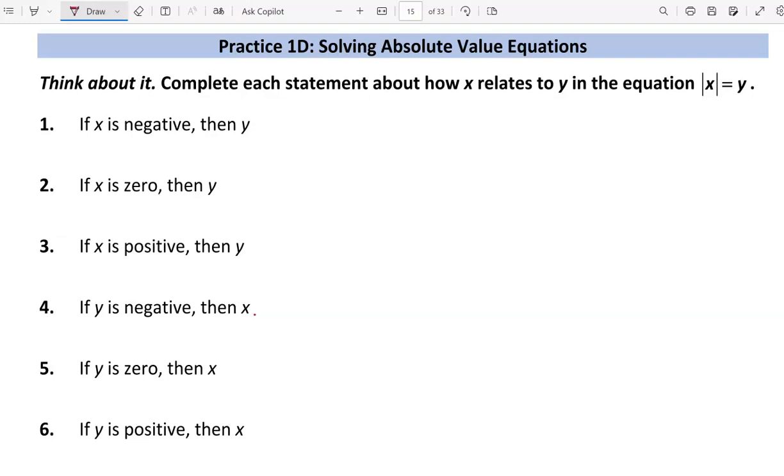All right, we're going to run through each of the exercises in practice 1D. So for the think about it question number 1, we're thinking about the equation, the absolute value of x is equal to y. If x is a negative number, let's just pick a negative number and replace x with that number. What will happen to y? Well, y is equal to the absolute value of -3, and so y will be a positive number.